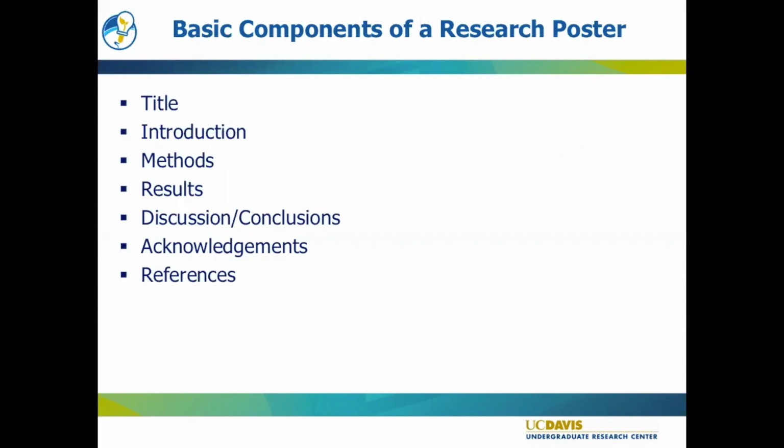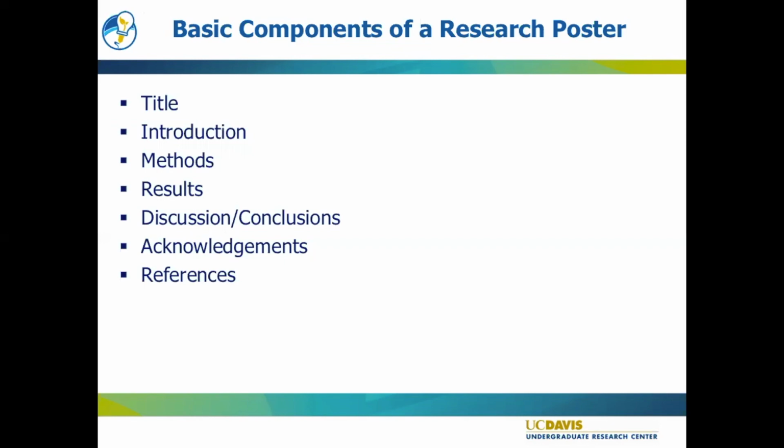Methods are often very abbreviated, sometimes just a few bullet points with an overview of how you conducted your research. This is something you can elaborate on when you give your verbal presentation with your poster. Results are a main component of the poster. So this is something you want to think about in detail. How can you best represent your results in a limited space? This is often done through visual representations such as graphs or tables. So think about how you can best represent the most important results from your project.